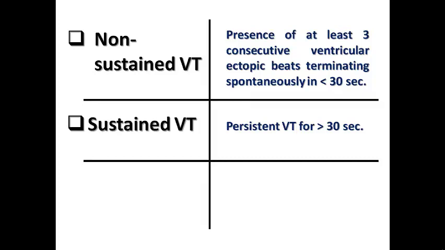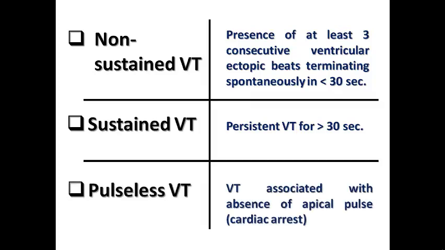Sustained ventricular tachycardia usually needs cardioversion in order to be terminated. In a few cases, it may terminate spontaneously after more than 30 seconds, but in most cases, if it persists more than 30 seconds, it would need cardioversion, and of course the preferred method would be electrical cardioversion. We have another terminology, which of course is terrifying to most of us, which is pulseless VT, which is a clinical term, not just an ECG term.